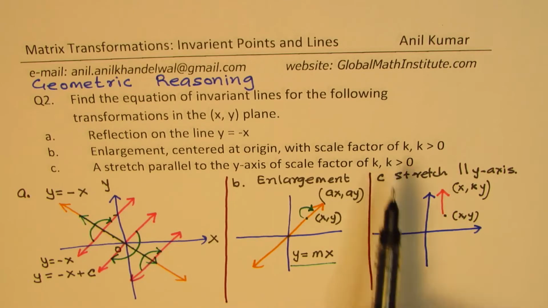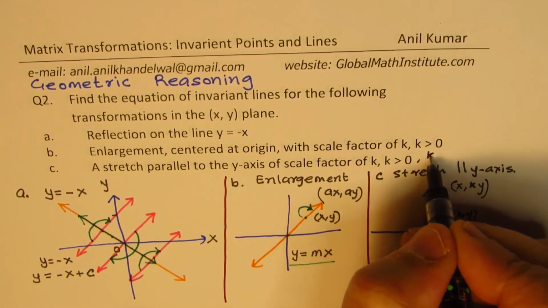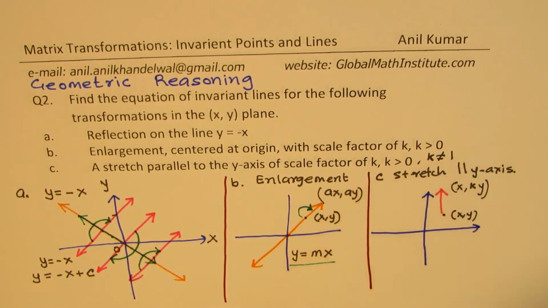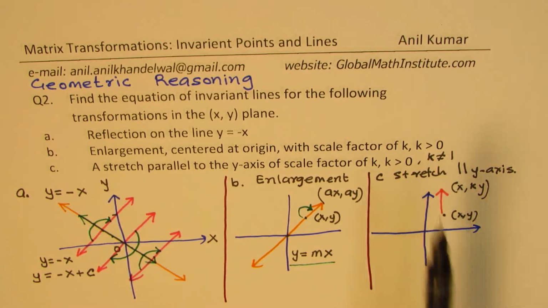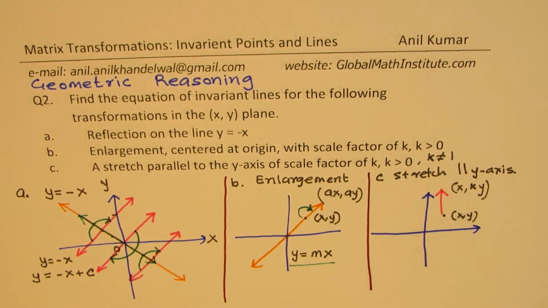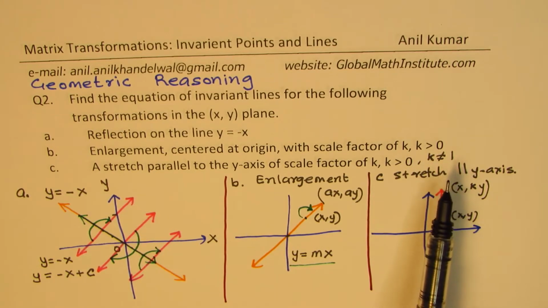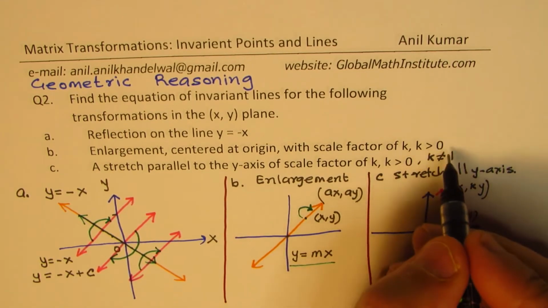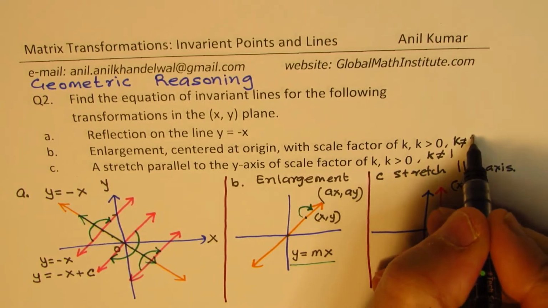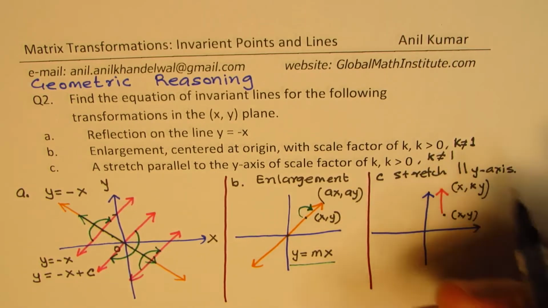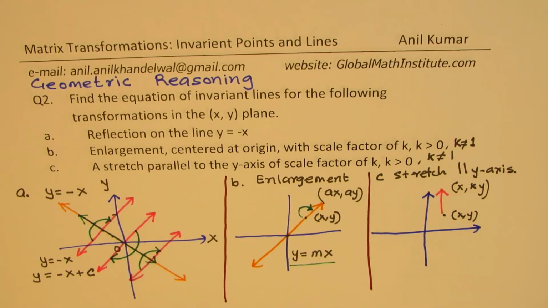Sometimes we do write k not equal to 1, since then there is no stretch, right? But strictly speaking, we need not write it. Even if k is 1, the point remains where it is; all the points are invariant. Okay, so k not equal to 1 is kind of important to write because we are moving the points. So in both these conditions, let me write k not equal to 1, because otherwise all lines will be invariant. There is no transformation taking place, correct? So k not equal to 1 could be an important condition here.